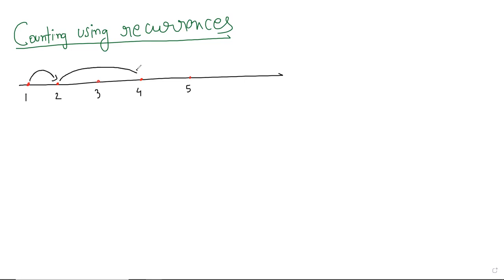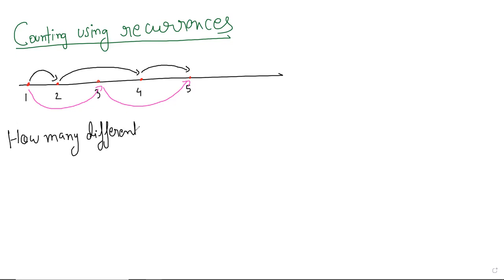Let's say this is one journey. A different journey would be maybe you take this and again you take a step up. This is a different journey. And then there are different kinds of journeys, right? So the question is, how many different journeys are there? The rule is you either take a step of length 1 or a step of length 2. You cannot take a step of length 3.